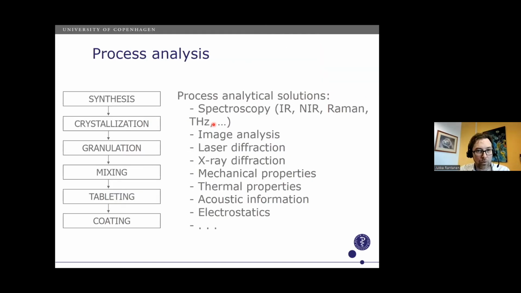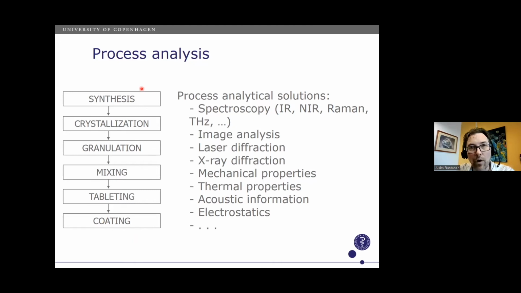So if we look through this flow diagram of processes typically involved on the small molecule side, we start with the synthetic reaction, and then via crystallization, granulation, and mixing processes, we proceed to tabletting and coating. These are typically done sequentially, and quite often the analytical burden is at the end of this line. So we sample from coated tablets and then try to make sure that our product is meeting the specification. And it's very unfortunate if you find out from the coated tablet that something started going wrong already in the synthesis.